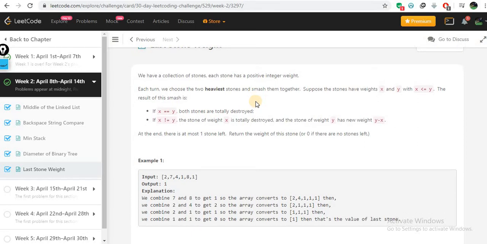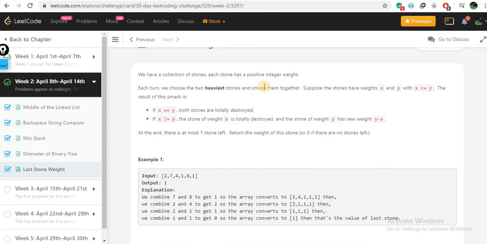We have to choose the two heaviest stones out of them and smash them based on a condition. If the weight of x is equal to the weight of y, then we destroy both the stones. Else, we destroy x and the weight of y has to be reduced by x.